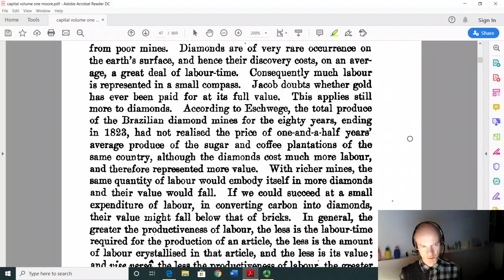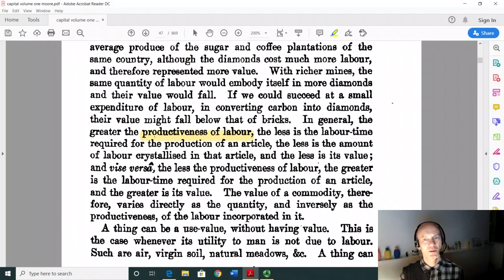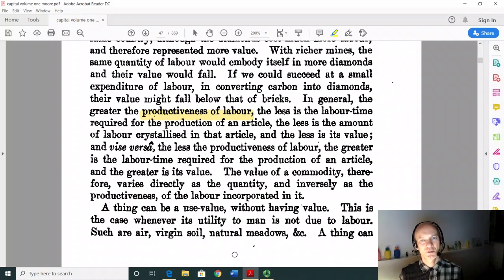He gives some examples about diamond mines. Okay, we can jump over this at the moment. He talks about the productiveness of labor, etc. All that is relative to society. Vice versa. Productiveness of labor, blah blah blah. So now comes again something that is important to look at. A thing can be a use value without having value.